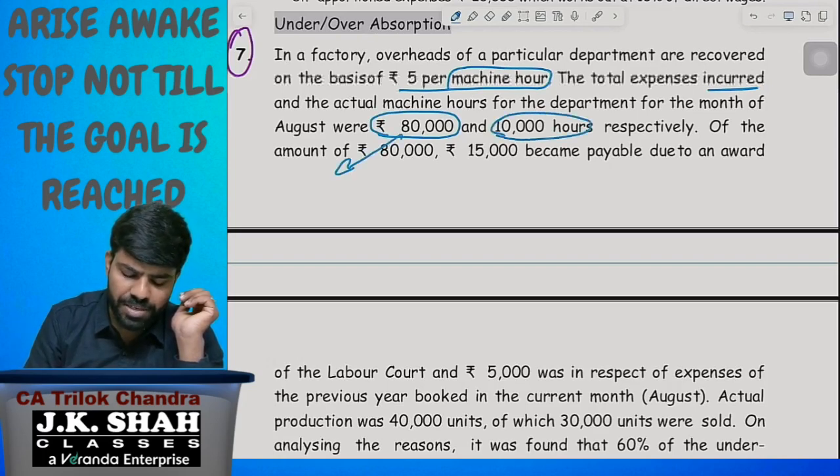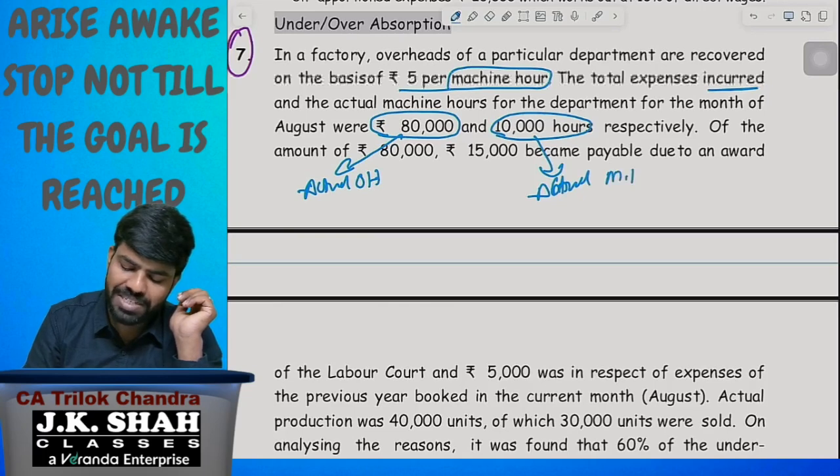Let me write that. This is the actual overheads. The word incurred says actual, and this is the actual machine hours. Okay, let me write the full form: actual machine hours.